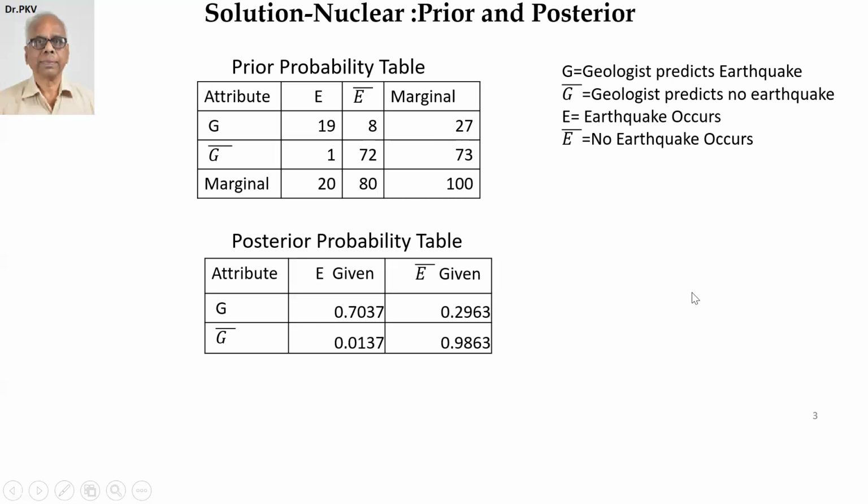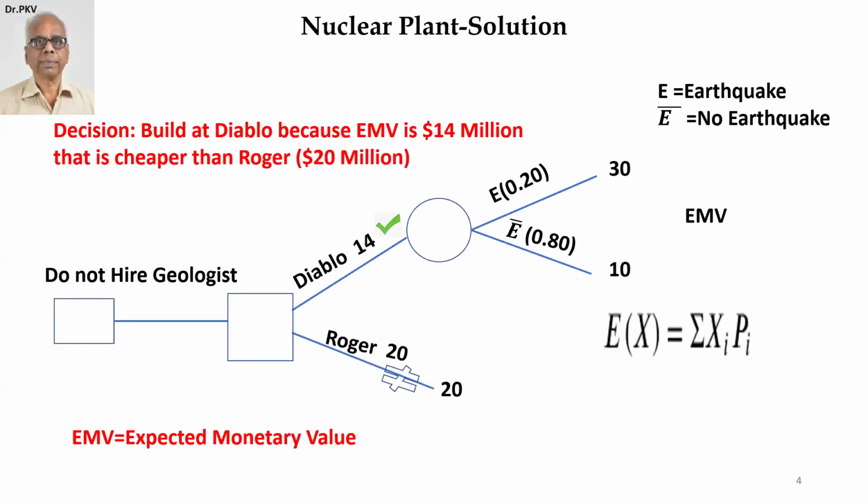Now the first thing I do here is, let's do the exercise without the geologist's help. Suppose I decide not to hire the geologist. Let me see what the situation is. Here I'm using the concept of decision tree. A square box represents the decision situation and alternatives. A circle represents states of nature or uncertain events.